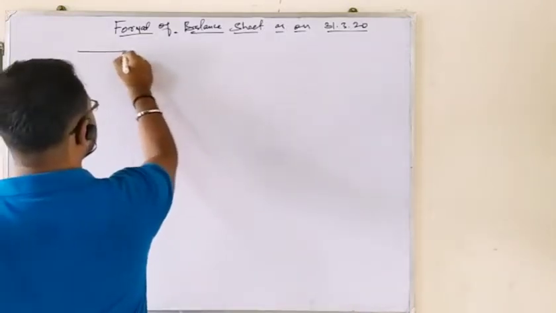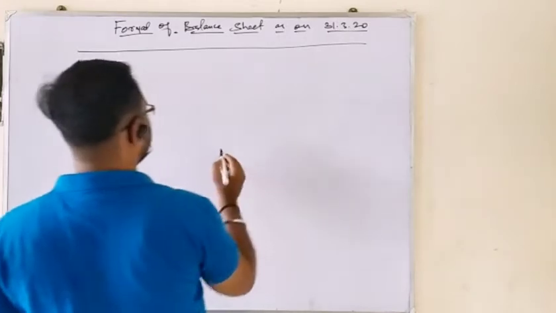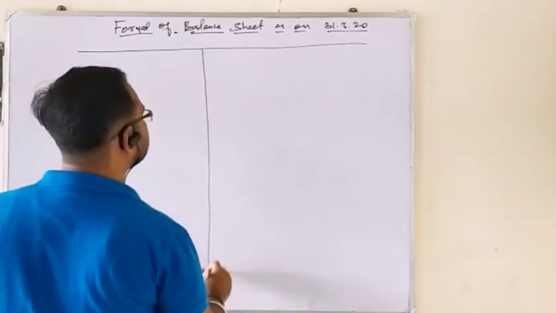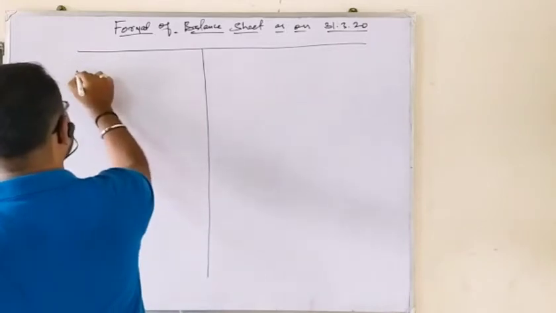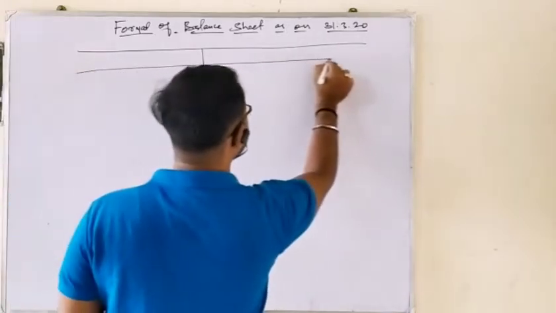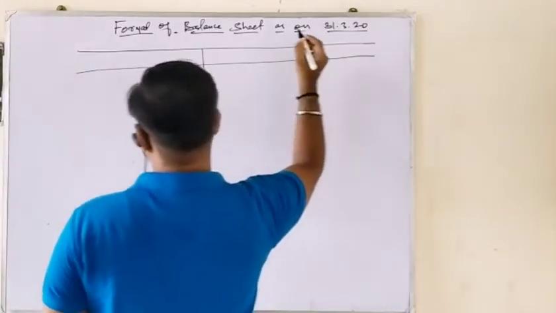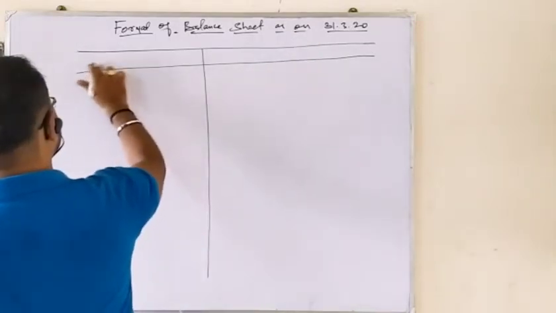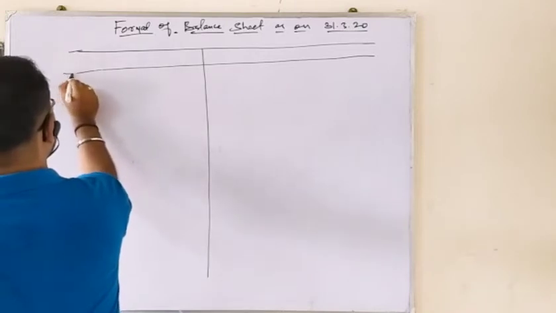So this is supposed to be your balance sheet, having two sides. If you take the middle line, this is the T form, and there is no debit side and no credit side. The left hand side is taken to be the liability side. Left hand side is liability side.